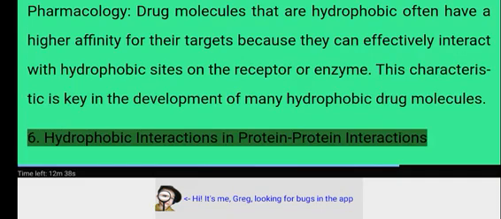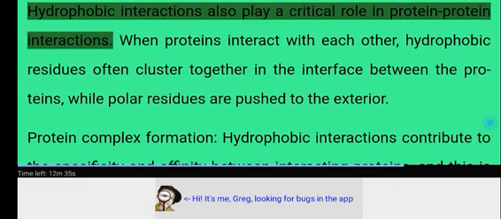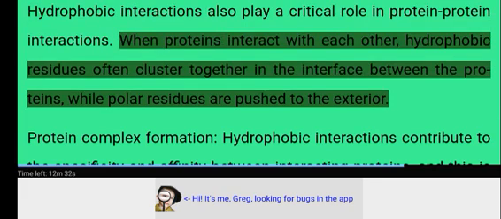6. Hydrophobic interactions in protein-protein interactions. Hydrophobic interactions also play a critical role in protein-protein interactions. When proteins interact with each other, hydrophobic residues often cluster together in the interface between the proteins, while polar residues are pushed to the exterior.